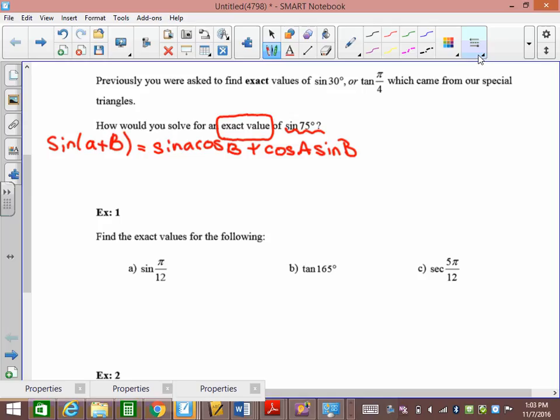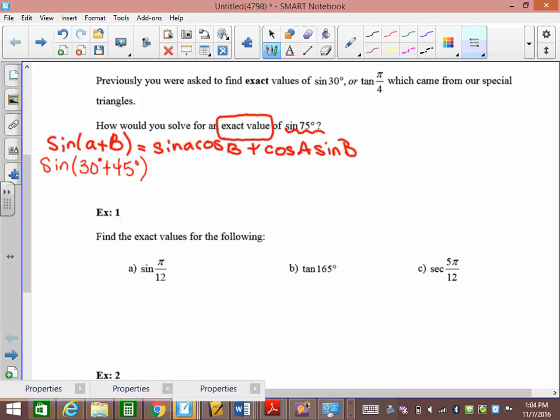You have to spot that sine 75 can be an adding and subtracting one. That's what you have to be able to spot. But the key word in there is exact value, which gives you a hint you're going to be using those formulas. So sine 30 plus 45, or we could go sine 45 plus 30. It doesn't matter, right? They both add to 75. So I'm going to go sine 30 degrees plus 45 degrees.